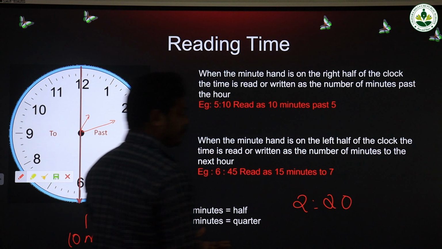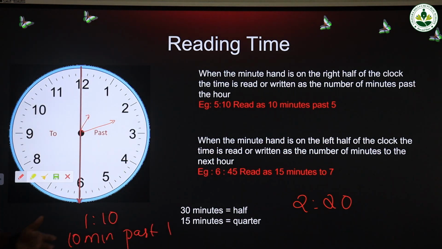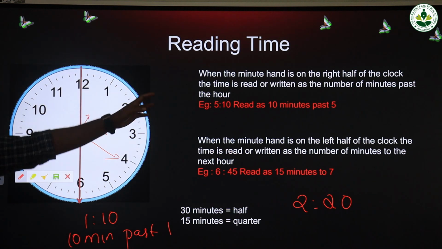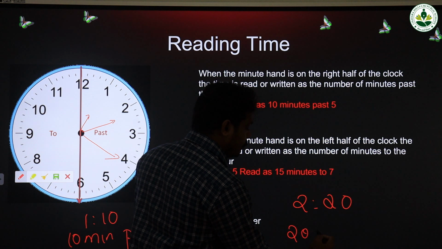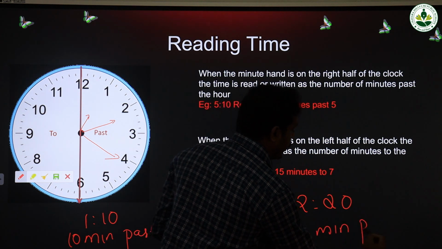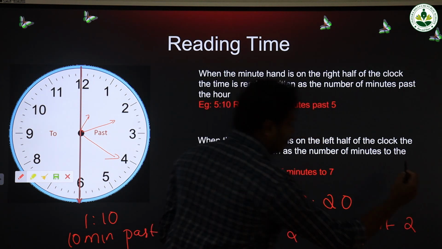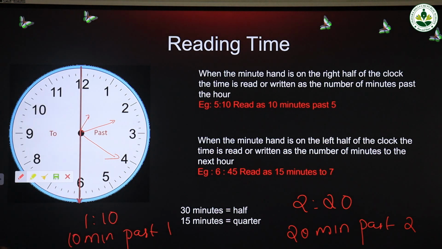2:20. 20 means the minute hand is on here. It is the right side, right half. So we can read it as 20 minutes past 2. We can read as 20 minutes past 2.